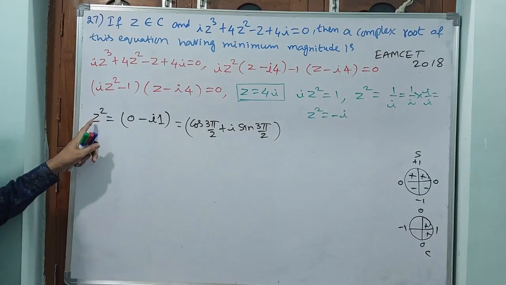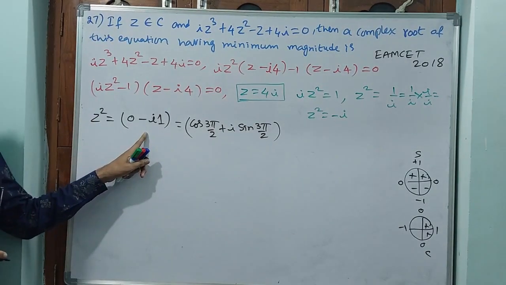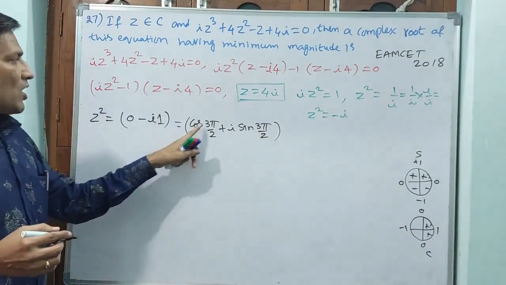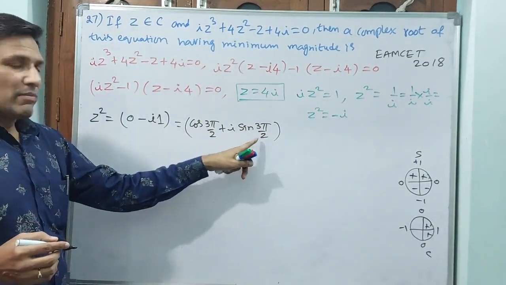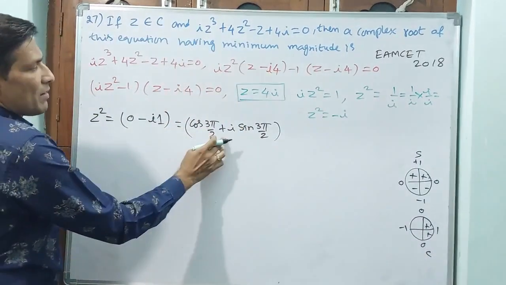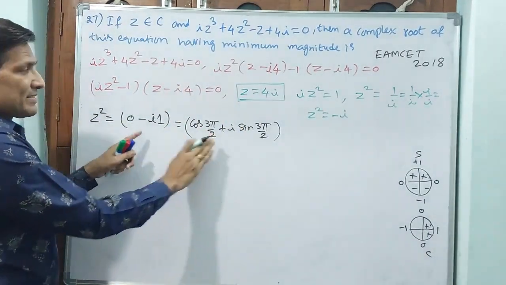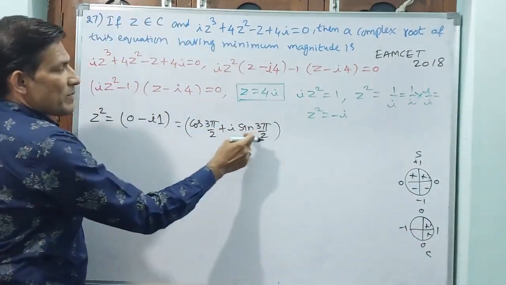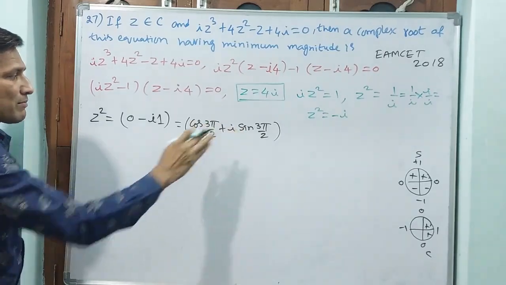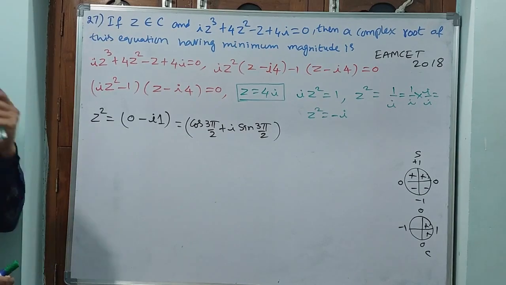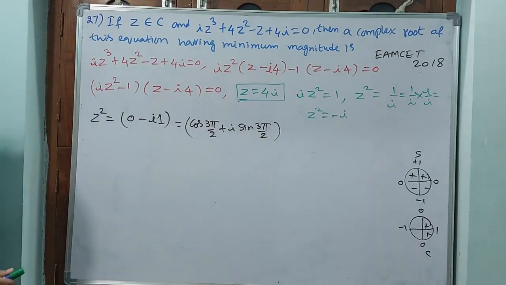Don't forget, this is the z square value: cos 3 pi by 2 plus i sine 3 pi by 2. Cos 3 pi by 2 is 0, plus i, but sine 3 pi by 2 is minus 1, so automatically minus 1 comes, meaning minus 1 i. Can we write the z square value like this? Definitely we can.